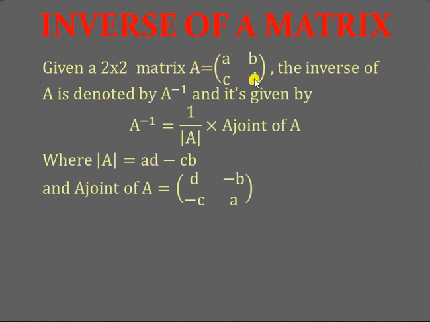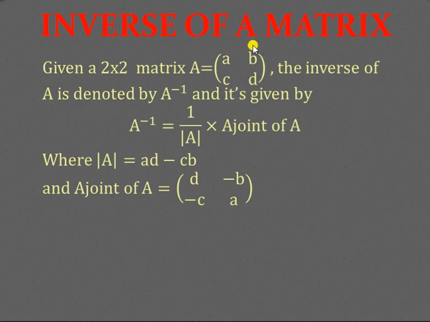Then we can look at how to get the adjoint of that very matrix. Now for the adjoint, it is quite easier. The concept is look at the major diagonal, exchange the positions of the elements. So it means the position of A will be taken up by D, and the position of D will be taken up by A. That is why you see I have D here and I have A here. I've just exchanged the positions of the elements.